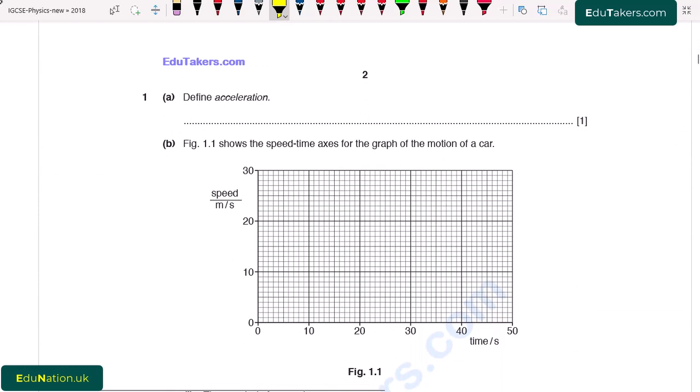Question number 1. Define acceleration. Here we have to write the definition of acceleration. So acceleration is basically the rate of change of velocity of body. So I write here rate of change of velocity of body.